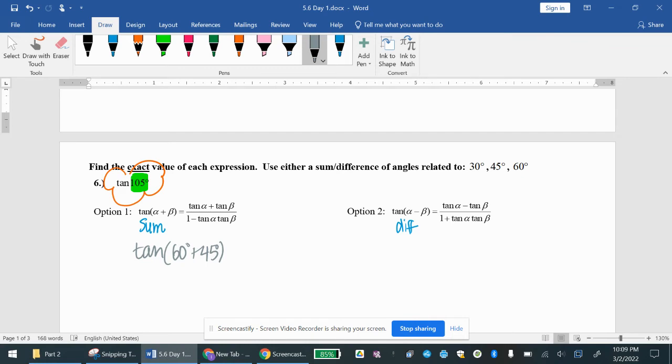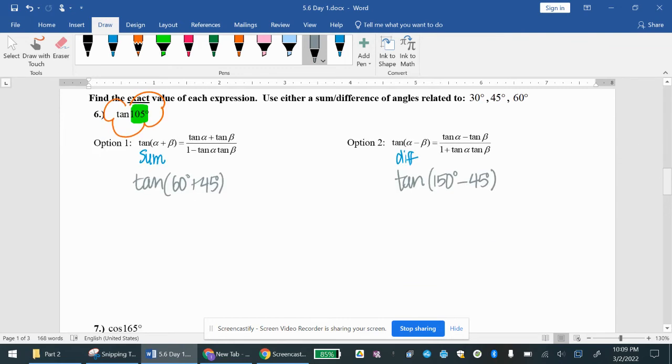Okay, so to evaluate it, I'm going to follow the pattern that goes with tangent of a sum of two angles. Now, just so you know, on Google Classroom, I put an example of how to solve this with a difference. So when you get a chance, feel free to look at it. But for this video, I'm going to explain how to do it with a sum. Okay, so the pattern is you take the tangent of the first angle, add the tangent of the second angle, divide it by 1 minus tangent of the first angle and tangent of the second angle.